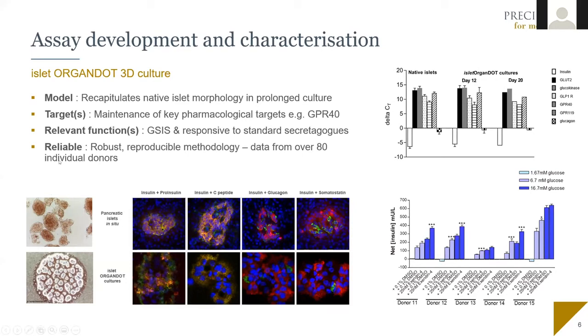Reliable and robust methods as well, really important. We've now generated data from over 80 individual donors of pancreatic islets that we've dissociated and put into our model. And we do get really robust and reliable insulin secretion from every donor. I think maybe one we've had that didn't work terribly well. So that's a pretty good hit rate for a primary cell-based assay.